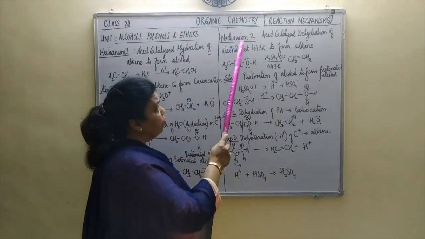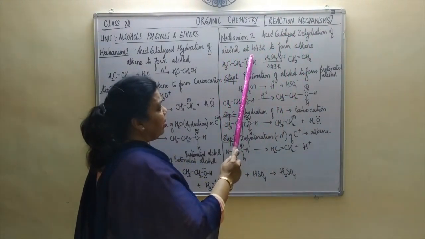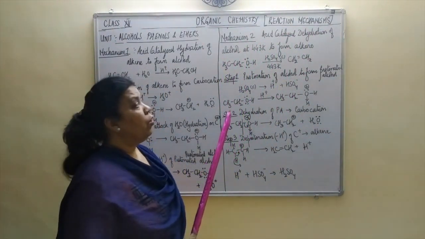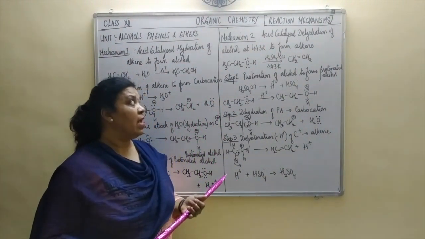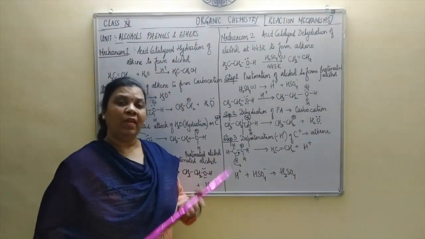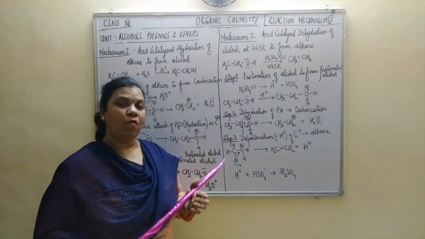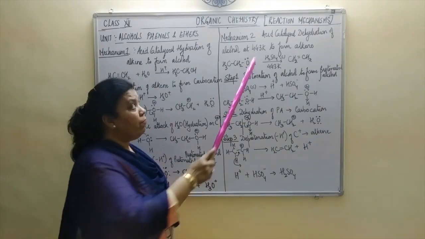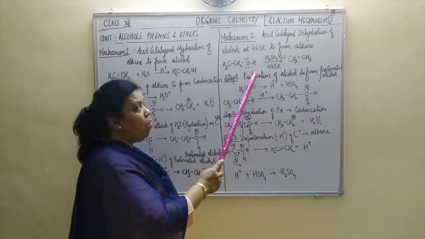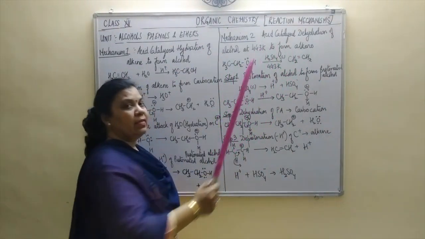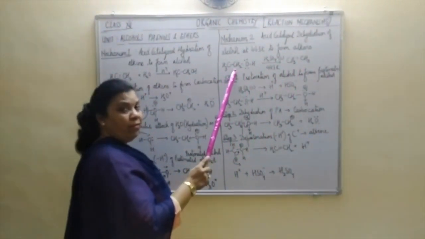Let us now move on to the second mechanism, which is acid catalyzed dehydration of alcohols at a temperature of 443 Kelvin to form alkene. Remember, the temperature is very important here, since at a temperature of 413 Kelvin, alcohols on dehydration do not form alkene, rather form ethers. So if the temperature 443 is mentioned, you have to convert the alcohol into the corresponding alkene as a result of dehydration. So this is the overall reaction, that is ethanol we have taken.